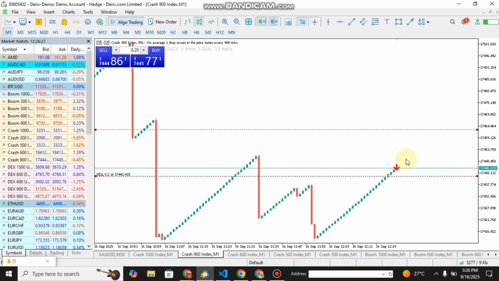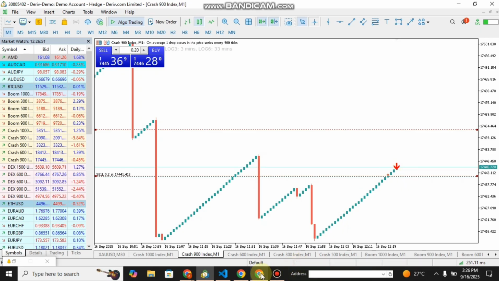Meaning I'll have a position here, a position here, a position here. And by the time it spikes, I'll get more profit. Even if the spike is not big enough to come up to this point, I'll still be profitable. But remember, with that kind of execution, you need to consider your account to know which lot size you are going to use because you can blow your account easily.